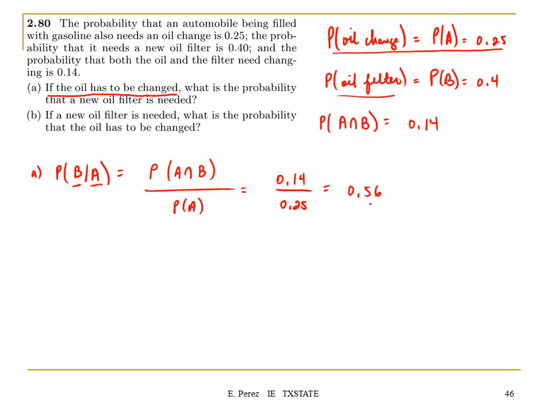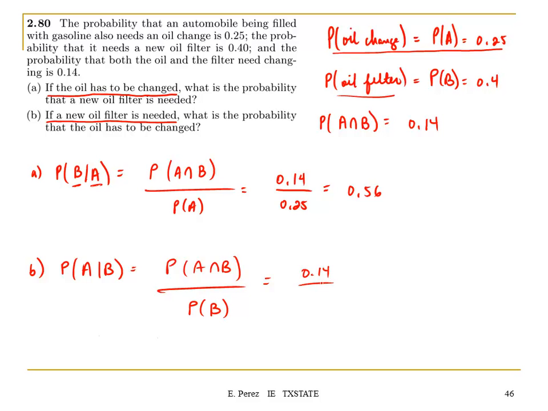Questions? Okay, part B again. This is given. What is the probability that the oil has to be changed? So this is the probability of A given B, which is P of A intersection B divided by the probability of B, 0.14 divided by 0.4, this is 0.35. Questions?